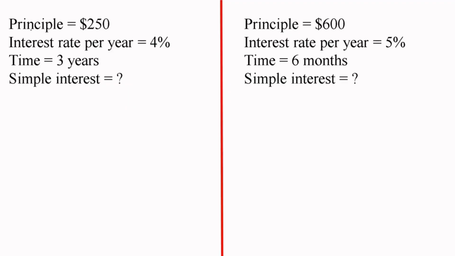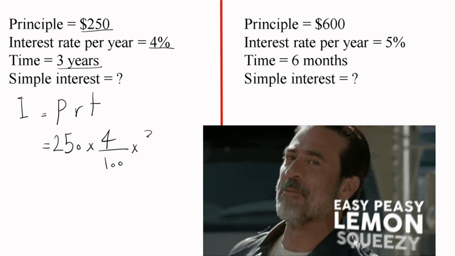Let's solve this example. The initial money, or the principal, is 250. Interest rate is 4%. Time 3 years, really easy. I is equal to P R T. What is P? It is 250. Rate is 4%. I'm going to write it as a fraction, 4 over 100, and time is 3 years.